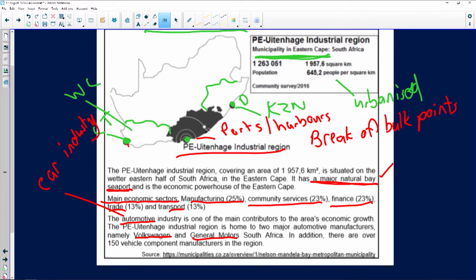VW, we're talking about Polos, we're talking about Amarok Bakkies, we're talking about Jettas, okay. General Motors, we basically look at Ford, okay. We're looking at Mazda, same thing. GM Motors. Now, in addition, there are over 150 vehicle component manufacturers in the region, okay. So that's vitally important. Now, I want to explain this to you while we look at this map.